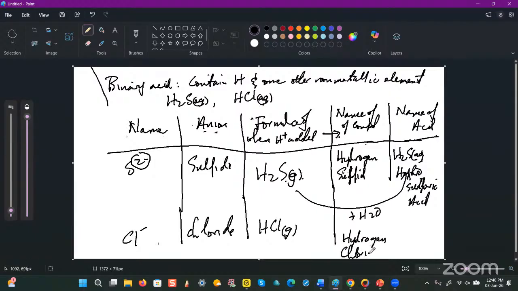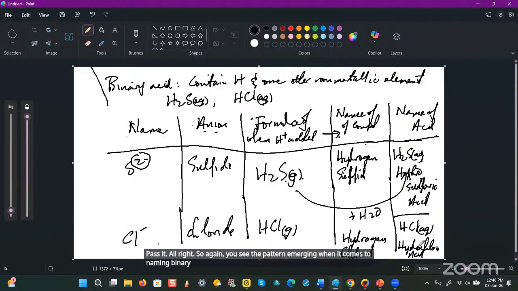All right. And then when added to water, it becomes HCl aqueous. HCl aqueous. And the name of that acid is hydrochloric acid, all right? So again, you see the pattern emerging when it comes to naming binary acids.